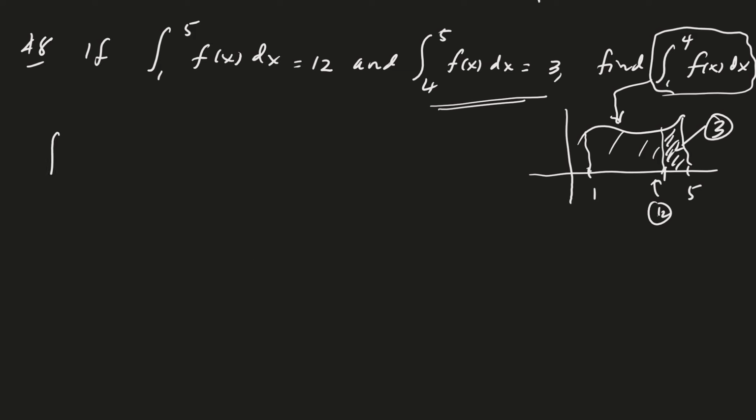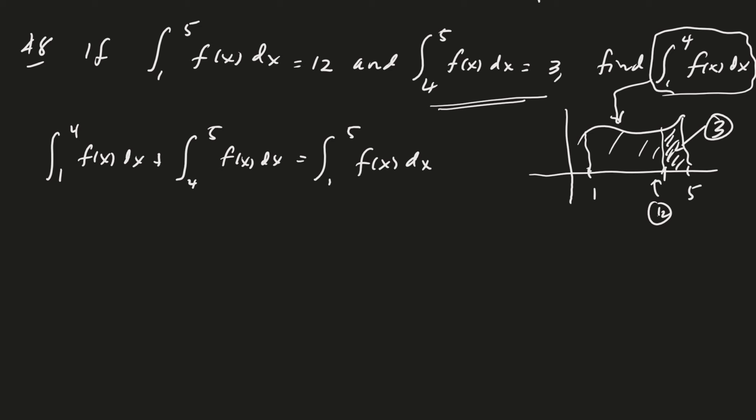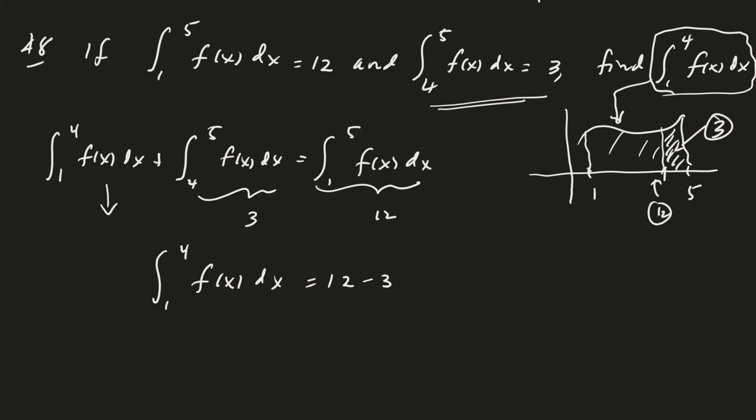So from our properties, we know that the integral from 1 to 4 of f of x dx plus the integral from 4 to 5 of f of x dx is equal to the integral from 1 to 5 of f of x dx. And if we plug in our numbers, this is equal to 12, this is equal to 3, and then let's bring the integral down so that the integral from 1 to 4 of f of x dx is equal to 12 minus 3, which is 9. Good. All right.